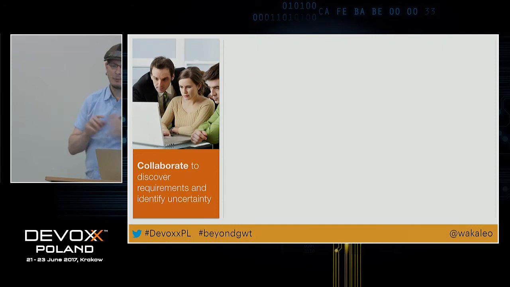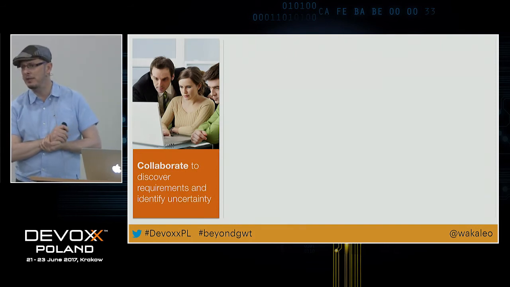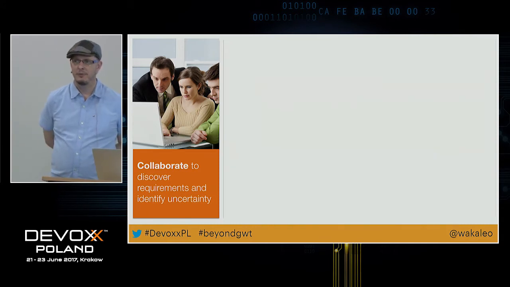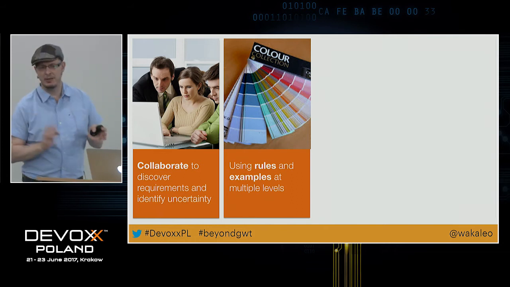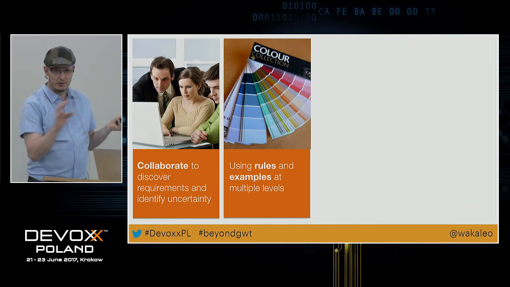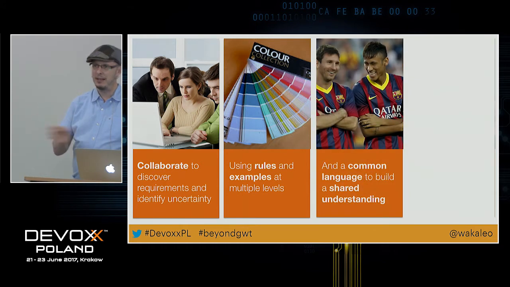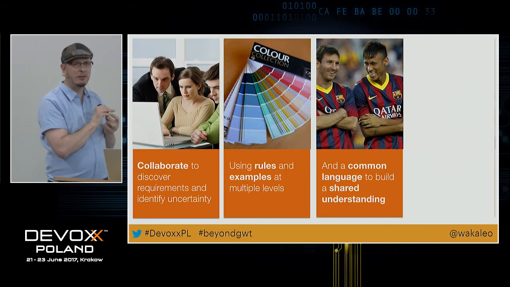BDD is all about collaboration. It's about collaborating to discover requirements and uncover uncertainty. Those two things are really important. You don't get given requirements, you discover requirements. And you do that by using rules and examples, talking about rules and examples at multiple levels and building up a shared understanding. And that shared understanding is actually probably the most powerful thing that comes out of BDD.